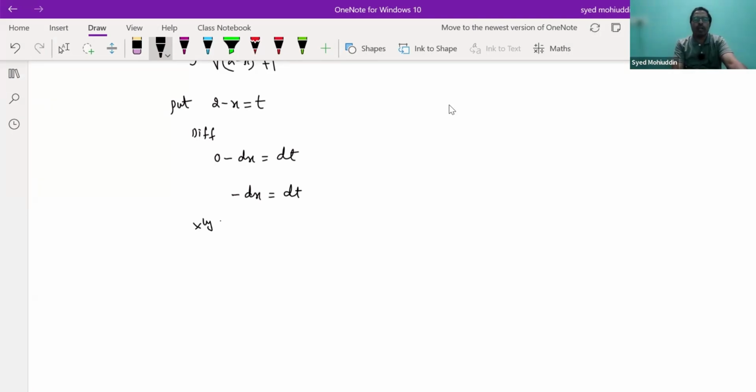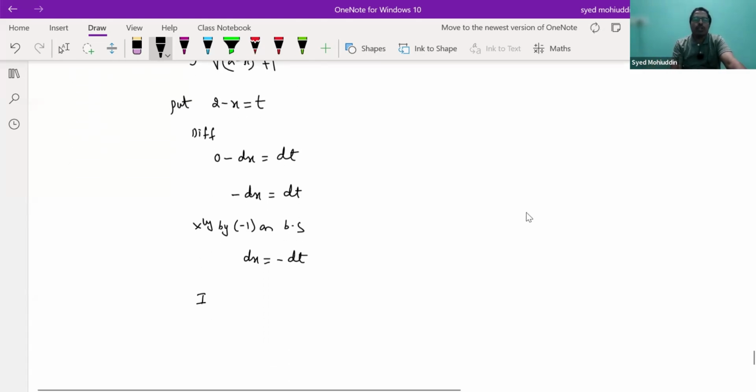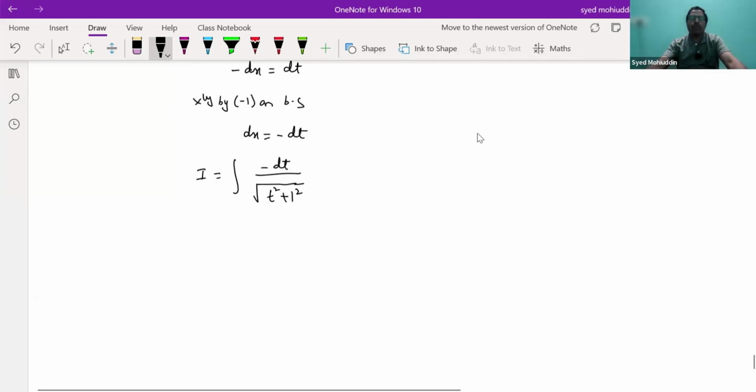So it is better we multiply by minus 1 on both sides so that I can remove that negative sign. Negative of negative will become positive, so dx is equal to minus dt. Now if I plug this value back into the given integral, I is equal to the integral of minus dt divided by under root t square plus 1 square, since 2 minus x becomes t. Taking the minus outside, it is dt by root of t square plus 1 square.